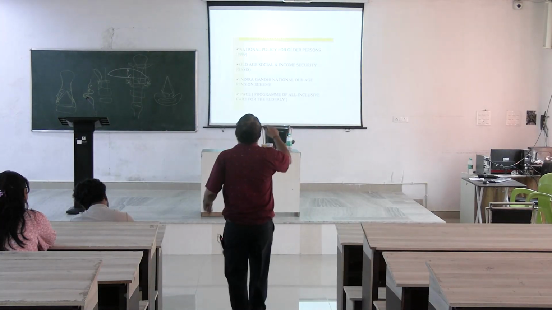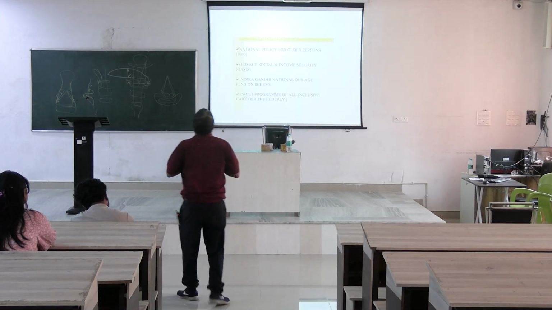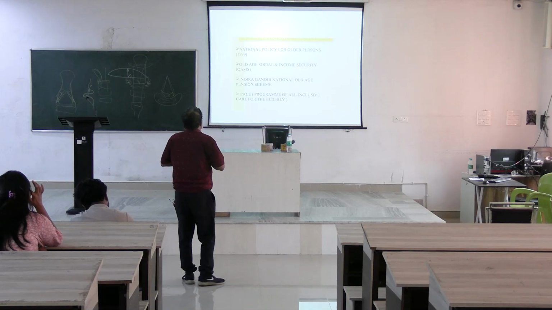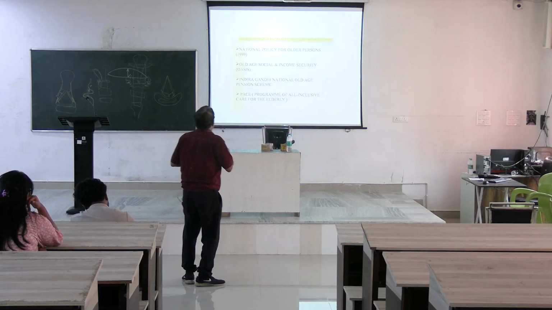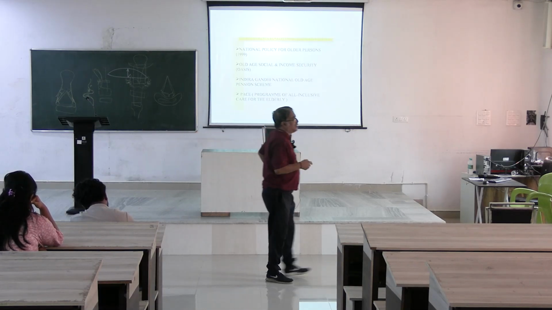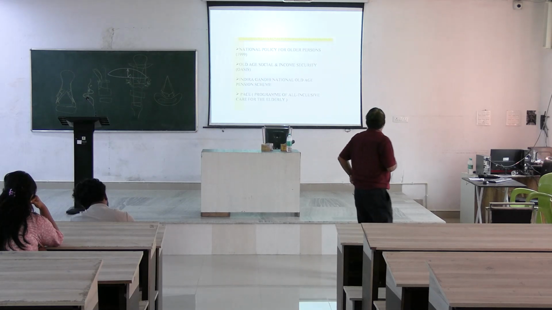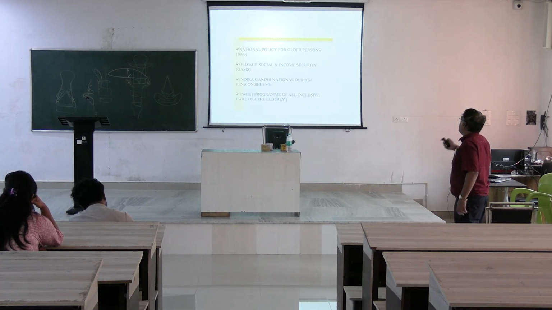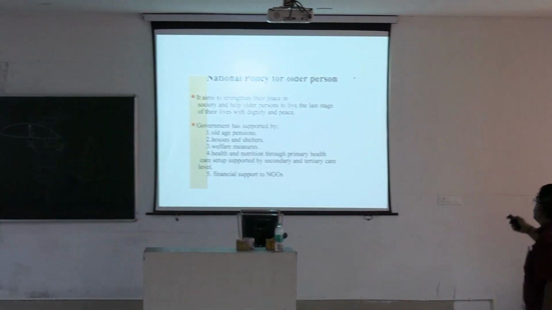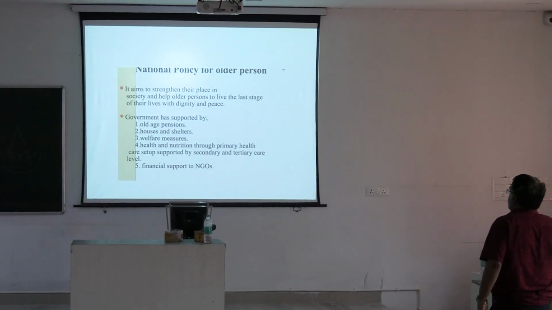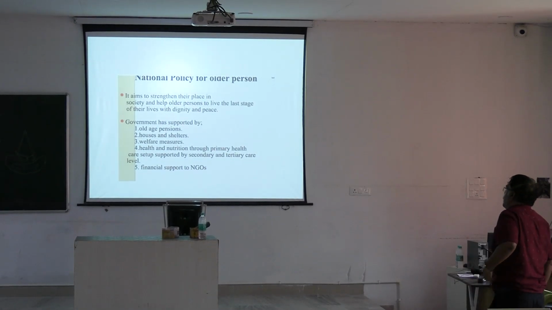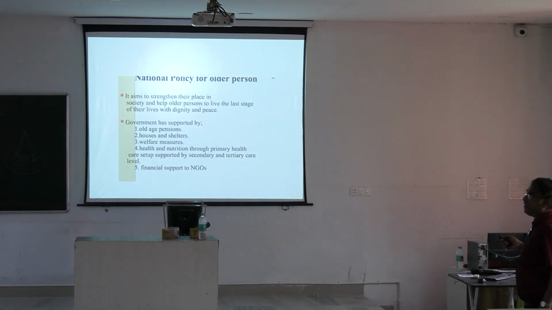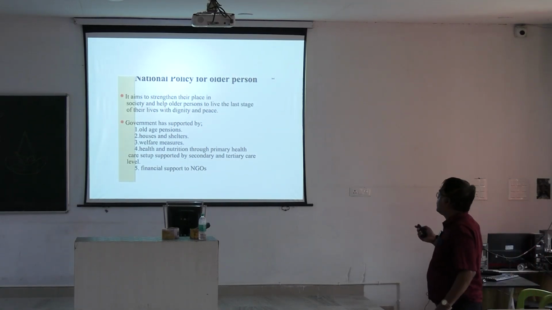These are some of the programs which are there: National Policy for Older Persons, Old Age Social and Income Security, Indira Gandhi National Old Age Pension Scheme, and PACE, Program of All-Inclusive Care for the Elderly. These are some of the other national programs. The National Policy for Older Persons is to strengthen their place in society. You give old age pensions, houses, shelters, welfare measures, health and nutrition, and financial support to NGOs.